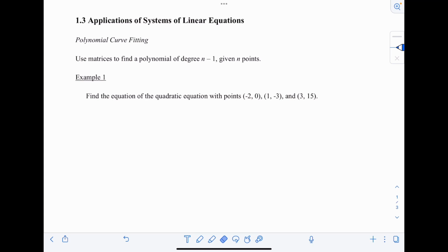This is lesson 1.3, Applications of Systems of Linear Equations. One of the things that I really appreciate about this book, and we're gonna do these lessons in each chapter, is that each chapter ends with a section on applications of what we've learned in that chapter.